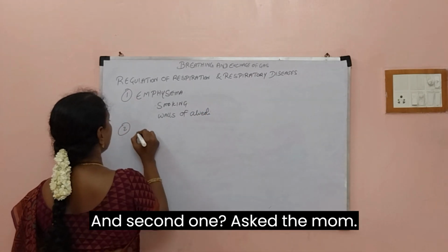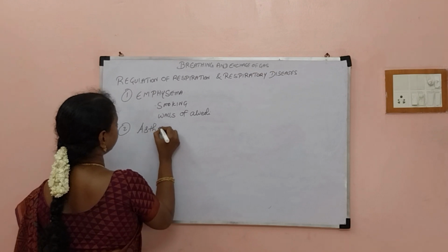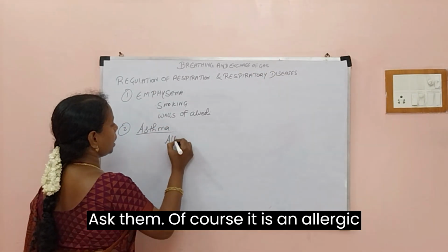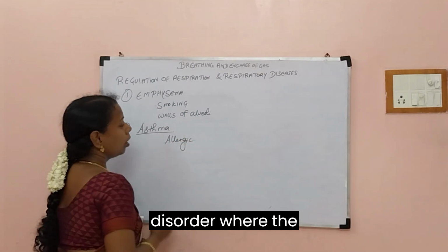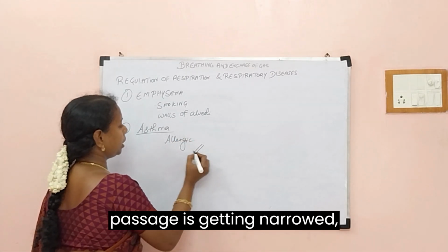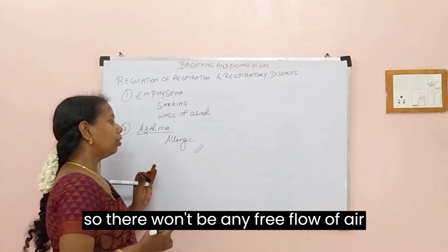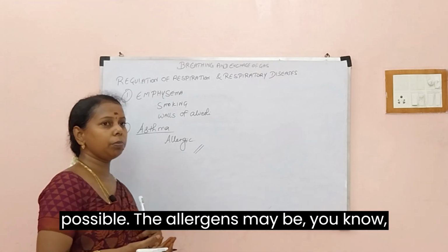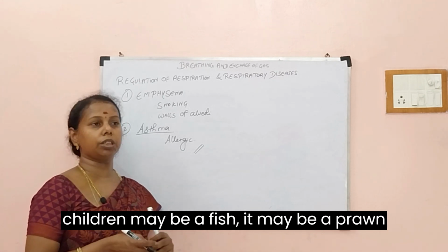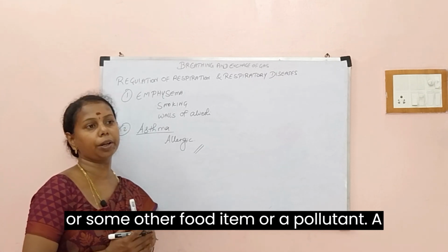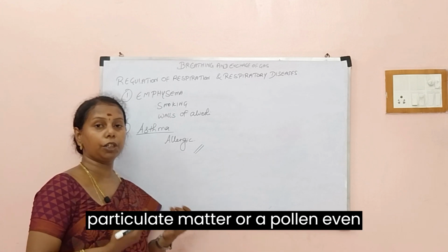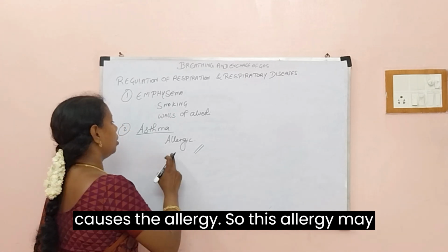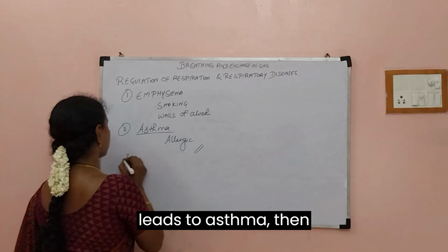And the second one, asthma. Asthma, of course, is an allergic disorder where the passage is getting narrowed, so there won't be any free flow of air possible. The allergens may be, children, a fish, a prawn or some other food item, or a pollutant, particulate matter, or even pollen that causes the allergy. So this allergy may lead to asthma.